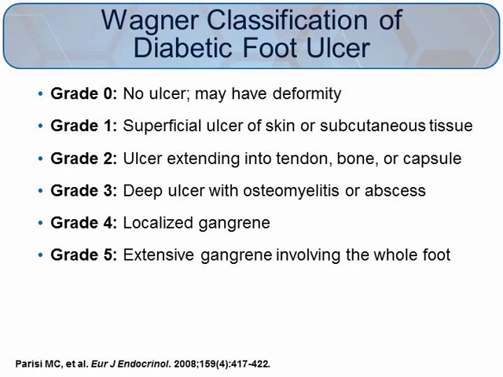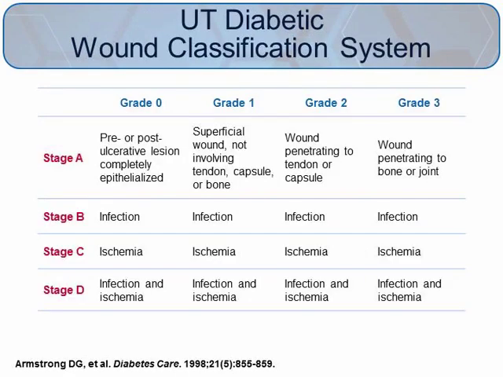So this shows the Wagner classification of diabetic foot ulcers, and it's a grading system from 0 to 5 that goes from having no ulcer with perhaps a deformity all the way up. It increases with tissue depth, and then as the grade goes up, you add in osteomyelitis or abscess or even gangrene.